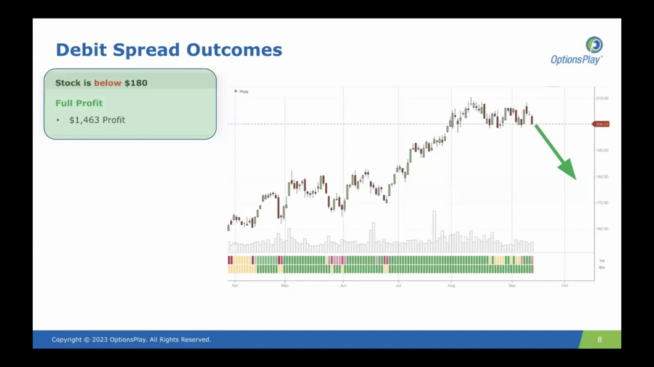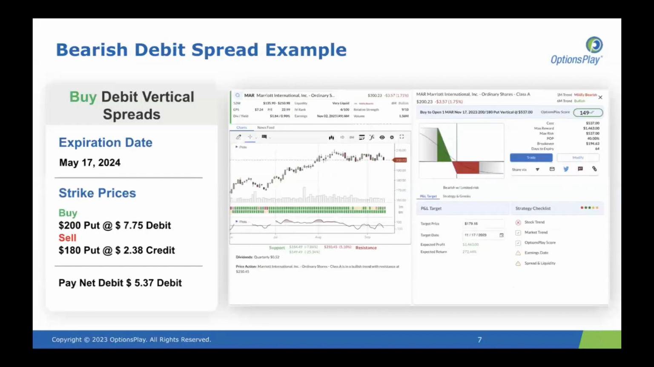We are sending it to the trading floor as one trade, and we're paying a net debit for that trade. So if we jump back here, our net debit is $5.37. So the math is simple in that you take $20, the difference between the strikes, 200 to 180, minus that net debit paid of $5.37, and then you will multiply that by 100.